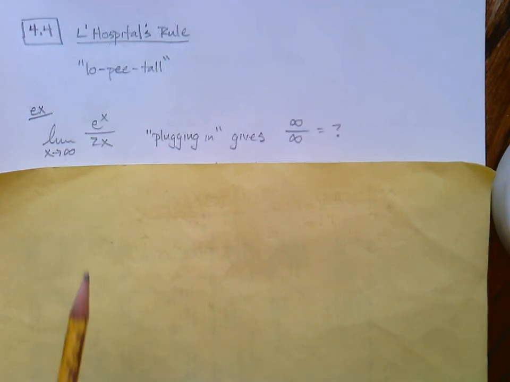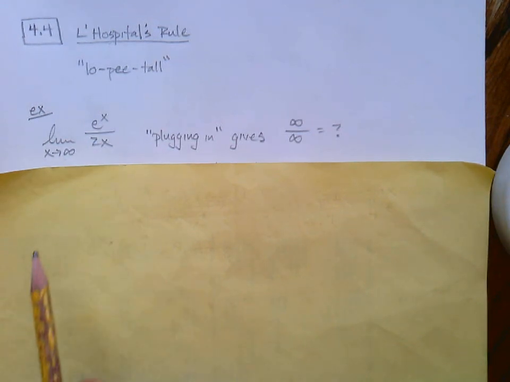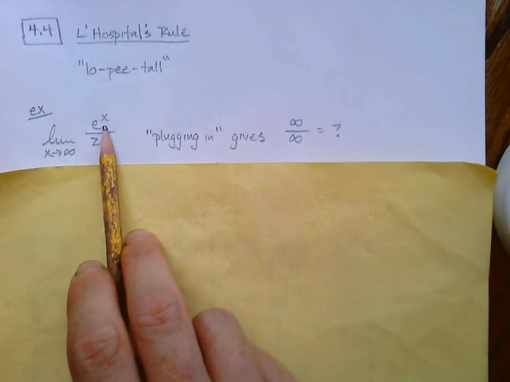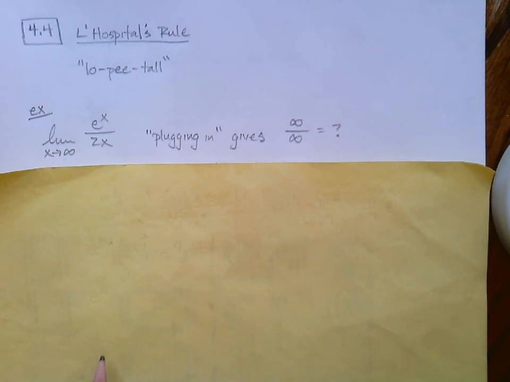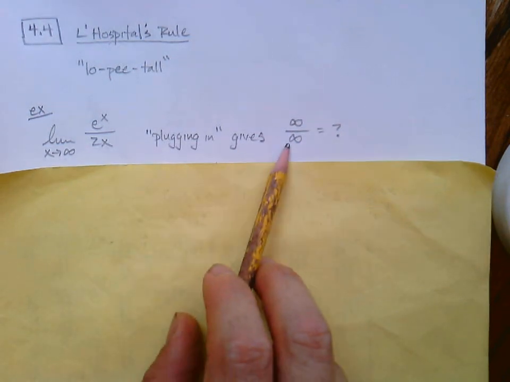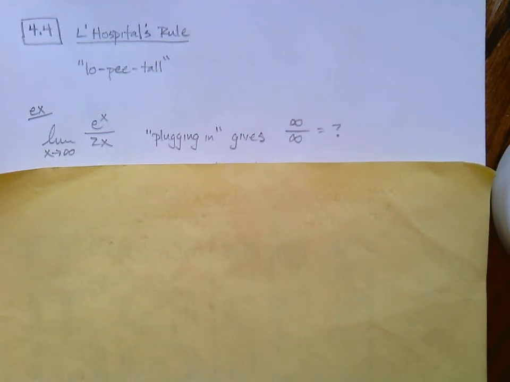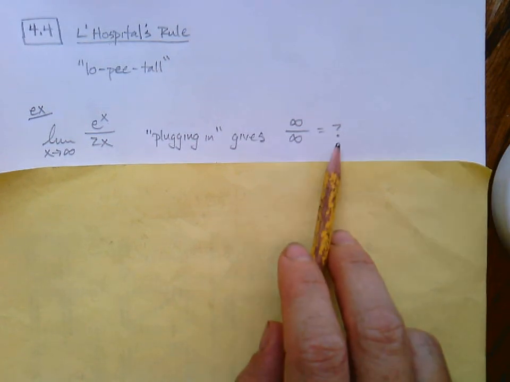But this situation, just the way it comes together, if you think of the parts individually, the numerator is going to infinity as x gets larger, and the denominator is going to infinity as x gets larger. So I've got that right over here. Plugging this in gives infinity over infinity. Okay, and we do not have an answer to that.